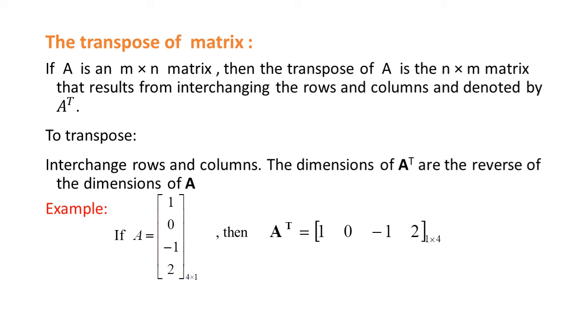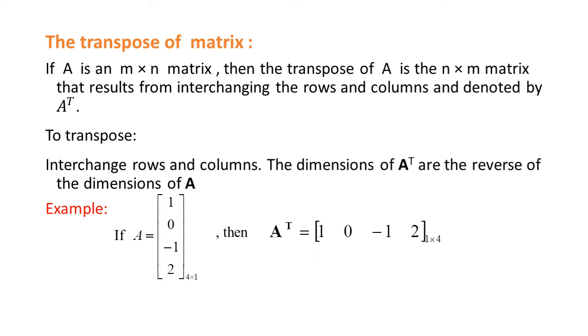The transpose of a matrix. The next definition is the transpose of a matrix. If A is an m cross n matrix, then the transpose of A is the n cross m matrix that results from interchanging the rows and columns, and is denoted by A power t.